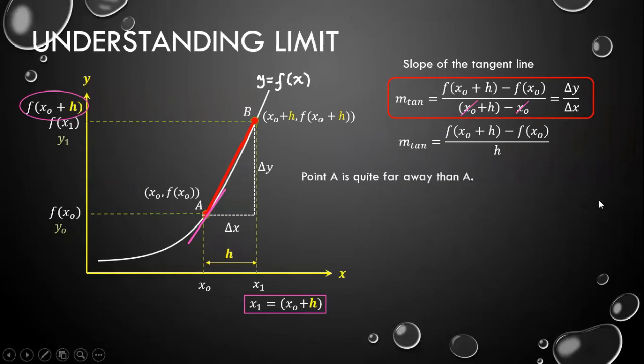Point B is quite far away from A. So it's not point A, but point B. Okay, point B is one, right? It is quite far away from A. Point B is quite far away from A.